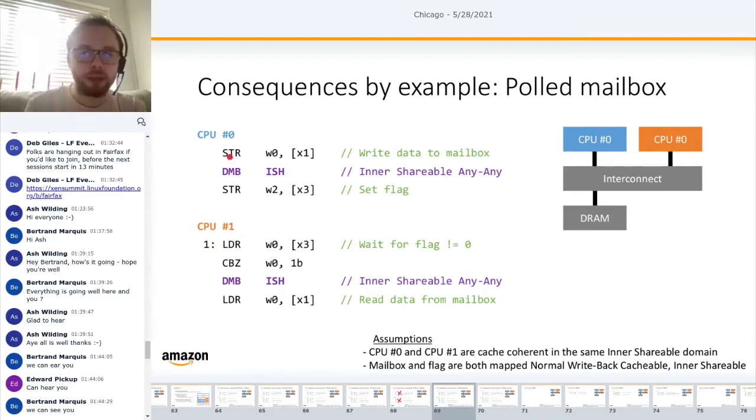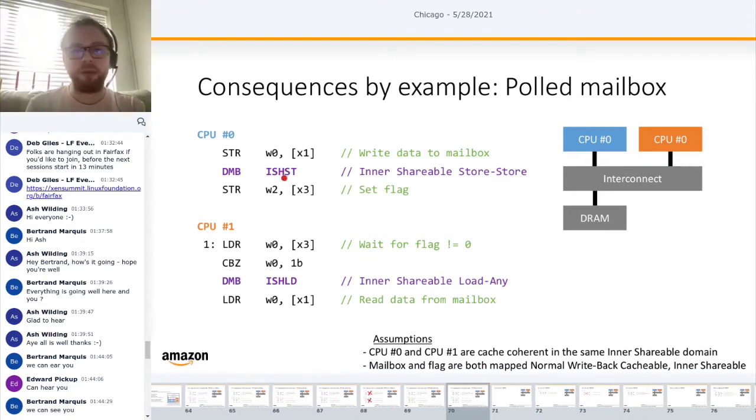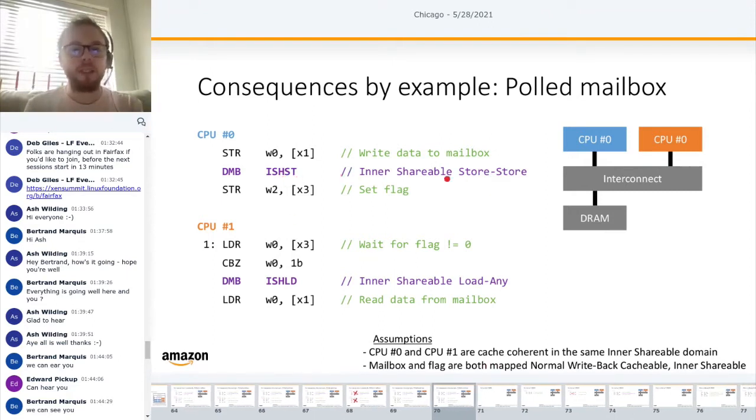But I can still do better because I can see here that this is a store and this is a store for CPU 0, whereas it's a load and a load that we care about for CPU 1. So that means I can actually put this as an ISH-ST to mean inner shareable store, and down here I can put a DMB ISH-LD to mean inner shareable load. So these here are the minimally intrusive barriers that guarantee the correct behavior for the pulled mailbox example.